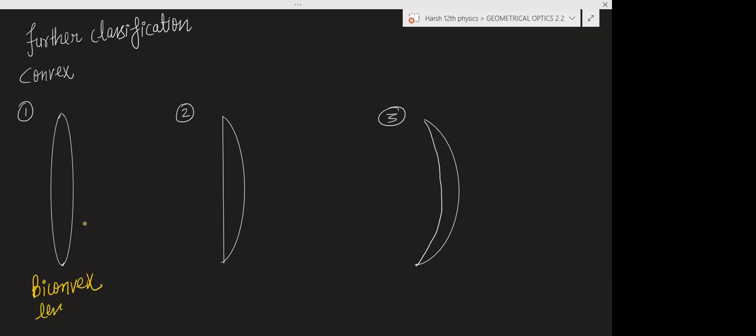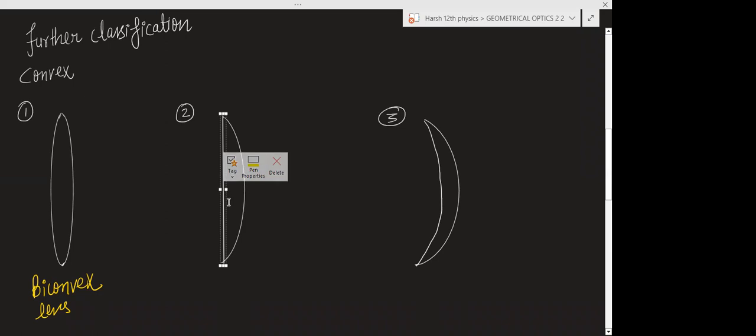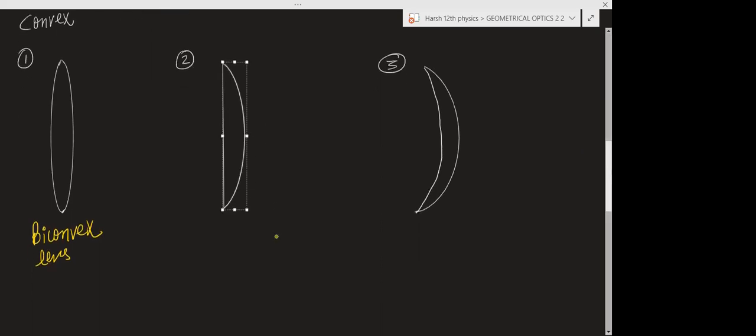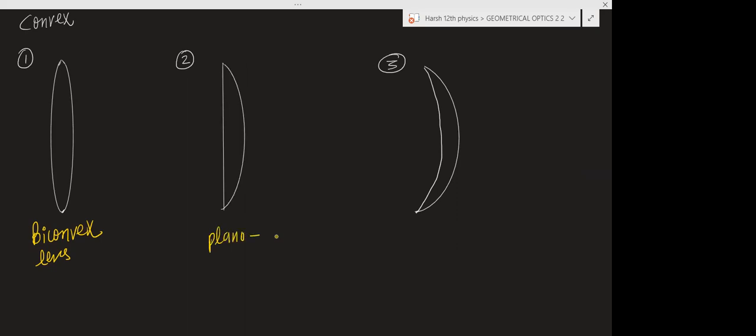Now you can see this lens. This is another version of the convex lens. Here this is the plane surface and this is the convex surface. So this lens is bounded by two surfaces, one a plane surface and another a spherical, convex surface. So this lens is known as the plano-convex lens. Plano means we have taken the name from the plane surface.